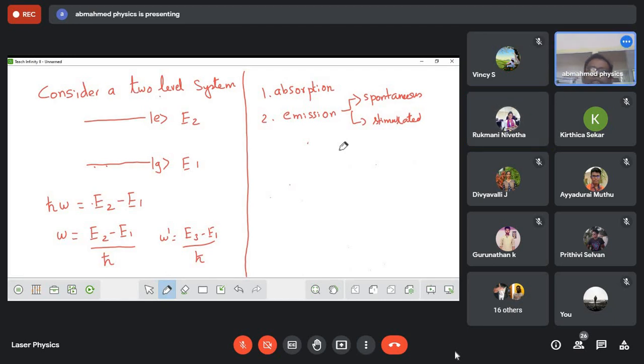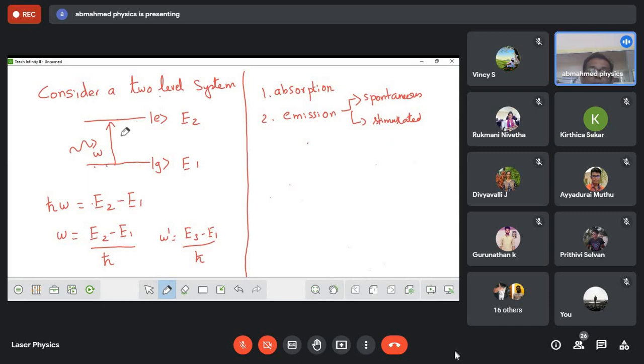Very nice. What she is telling is, suppose you have excited the atom from ground state to excited state. Excitation can be done only when you give the pumping, right? That is called you give the energy omega, correct? Do you agree with this? Only when you give the energy, it gets excited. Now the atom is there in the excited state.